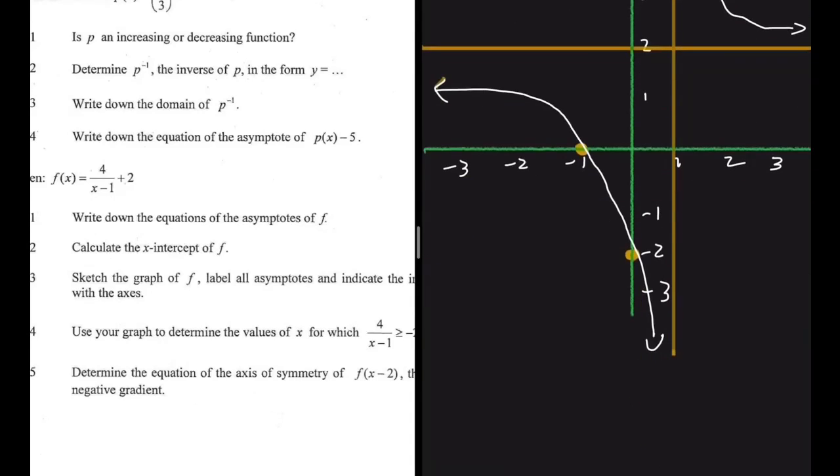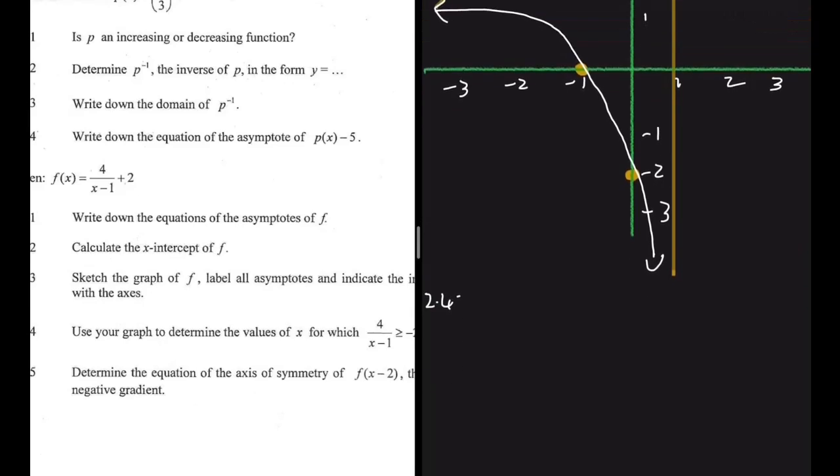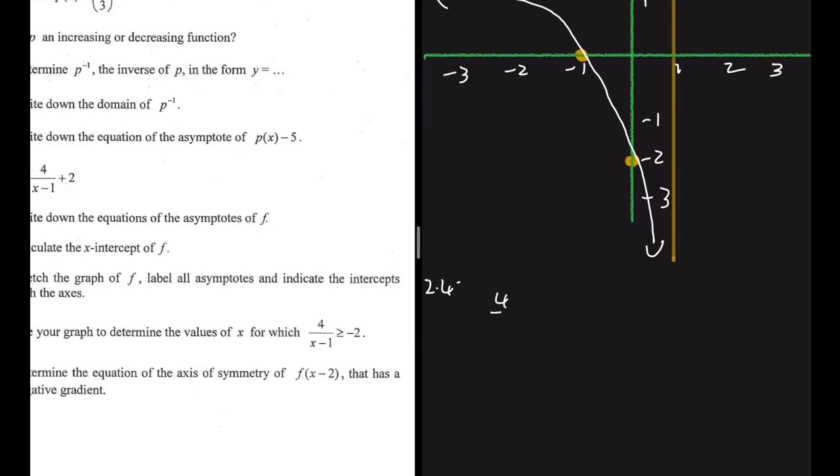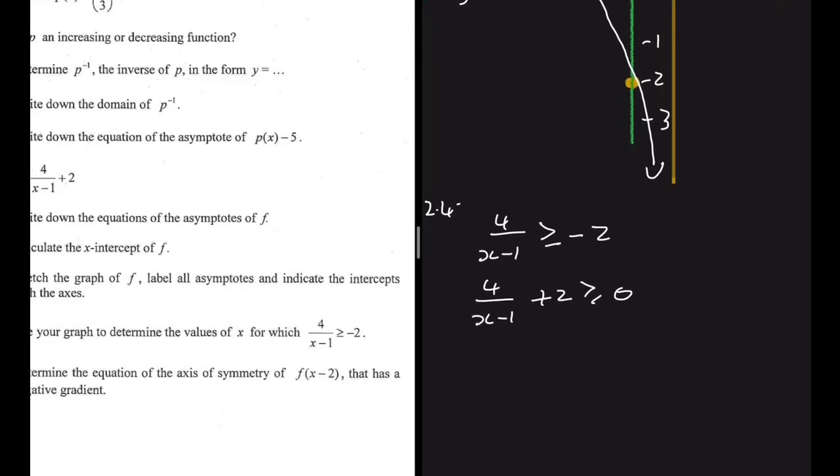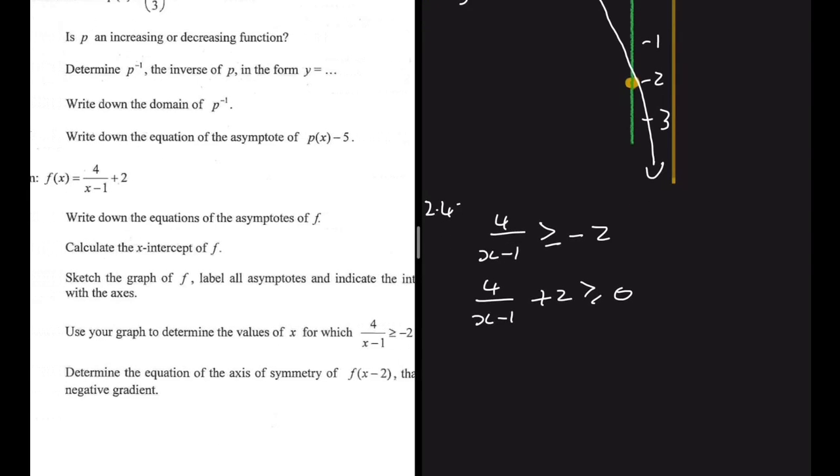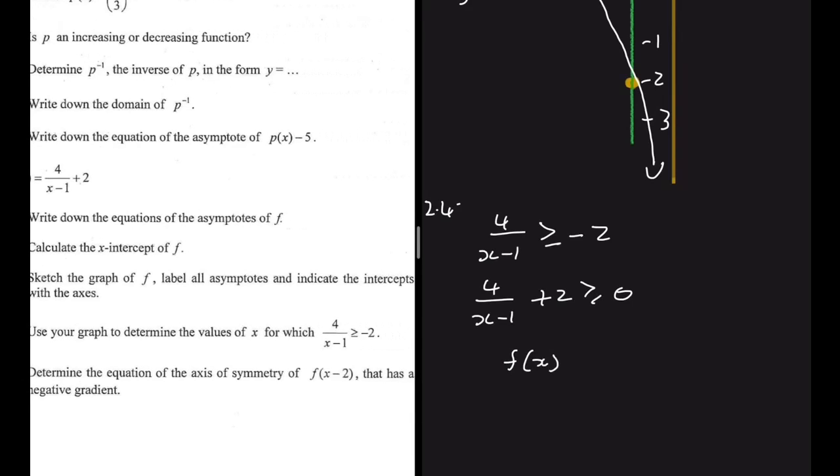Let's do 4.2.4. Using our graph, let's determine the values of x for which 4 divided by x minus 1 is greater than or equal to minus 2, right? If we take minus 2 to the other side, we're going to have 4 divided by x minus 1 plus 2 is greater than or equal to 0, right? So what we're actually looking for here are the values of x for which our function f of x is greater than or equal to 0, right? Because this is simply f of x if you look at it.